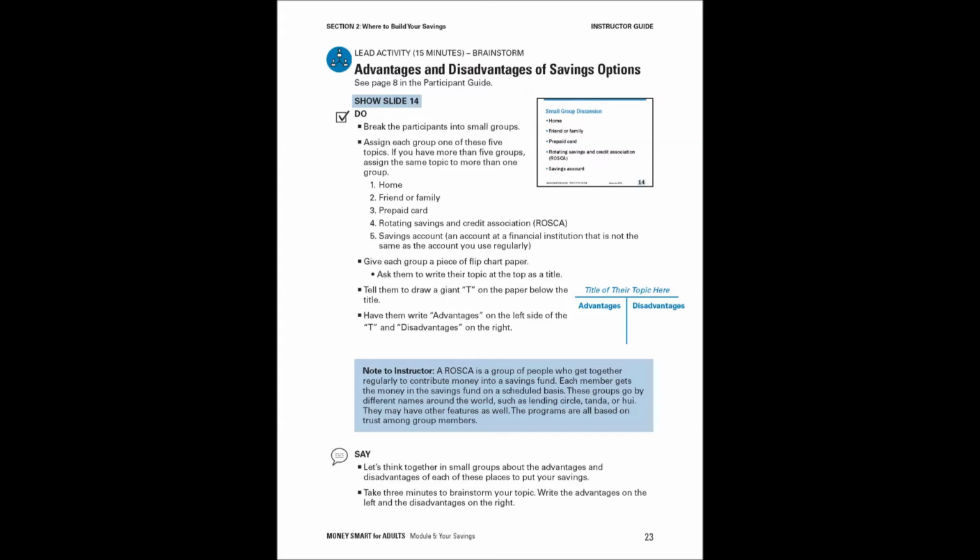And so I want to make a note here around the Rotating Savings and Credit Association. That is a group of people who get together regularly to contribute money into a savings fund, and each member gets the money in the savings fund on a scheduled basis. Now, these groups go by different names around the world, so they may not be called what we're showing here in the instructor guide, but just know that it's all the same.